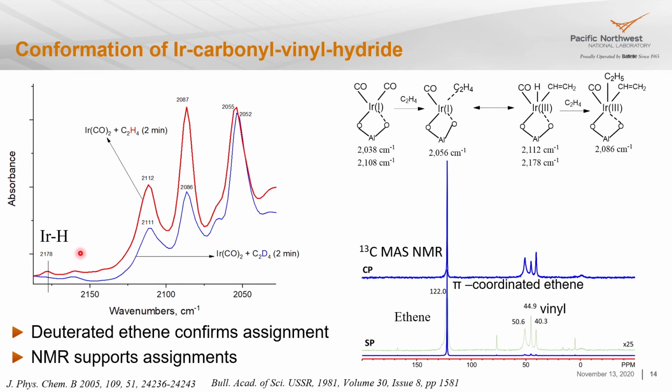We can also use in situ NMR to try and support the observations by infrared. What we can get from this, cross polarization and single pulse, are, of course, ethene gas here, or at least molecular ethene, as well as pi-coordinated ethene and vinyl fragments, if we increase the scale by 25 times, which is what the green is. So that supports our observations by infrared as well.